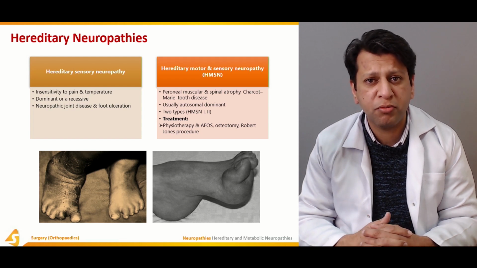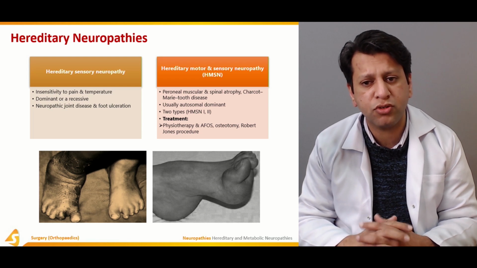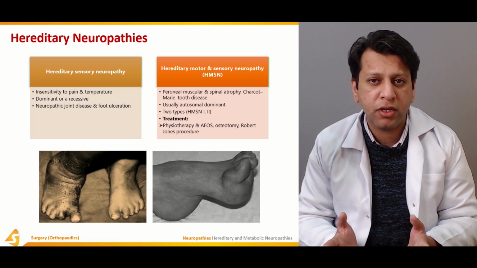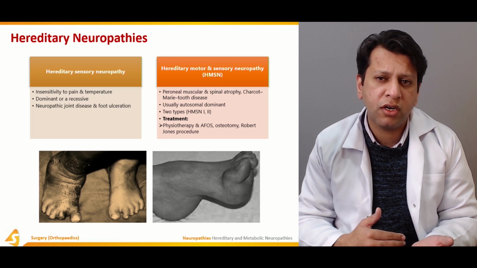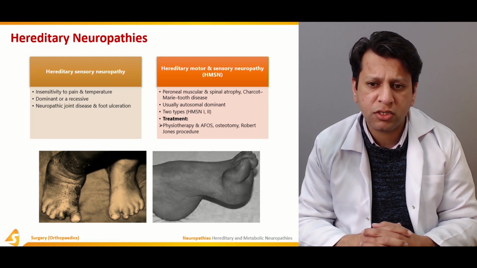Type 1 is autosomal dominant, type 2 could be autosomal recessive as well as X-linked, but the most common is the autosomal dominant form. It can be associated with spinal deformities as well, such as scoliosis, and maybe with hip dysplasias as well.